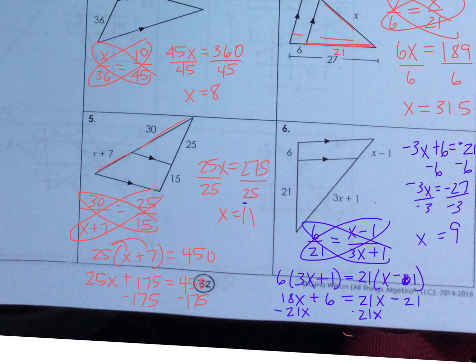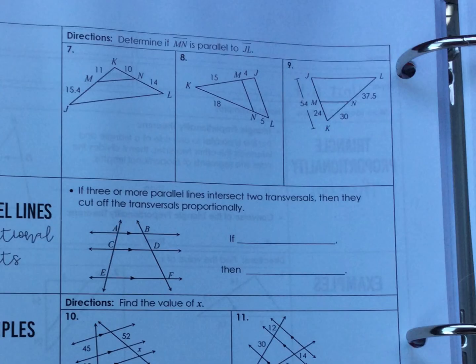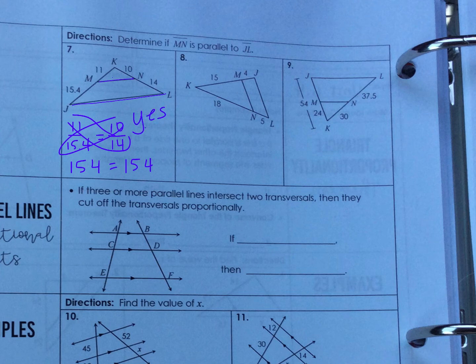Flip over to the next page for me. This is the same process, but I'm trying to figure out if these two lines right here are actually parallel. So the way I'm going to do that is I'm going to set up my proportion. 11 over 15.4 equals 10 over 14. Cross multiply. 10 times 15.4 equals 154, and 11 times 14 is 154. Those are the same, so yes, those are parallel lines.